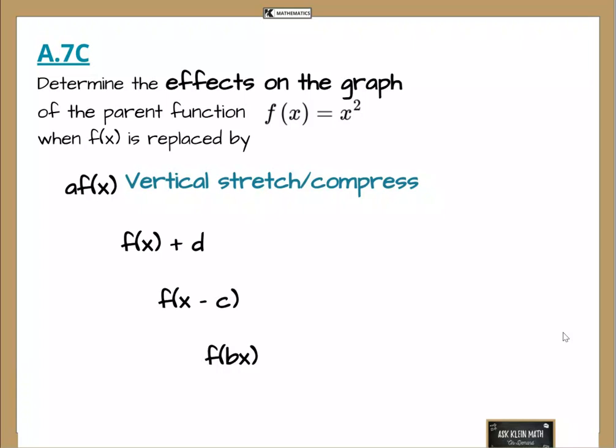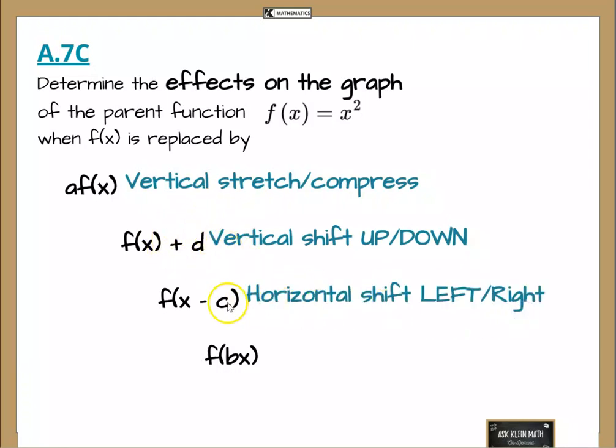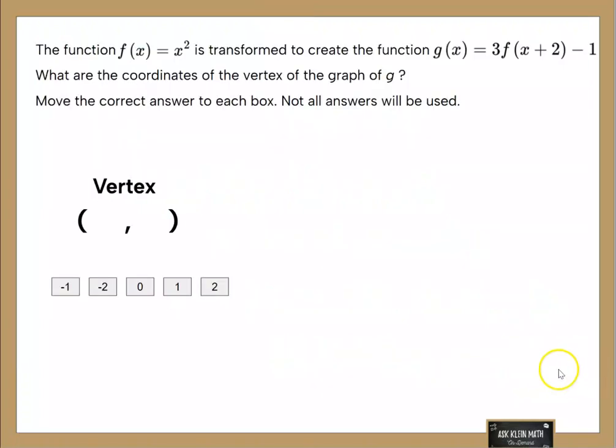When there's a number in front of f of x, it's going to be a vertical stretch or compression depending on what the number is. We'll discuss this a little bit more in our video. F of x plus d is a vertical shift up or down depending on the value of d. X minus c is going to be a horizontal shift left or right. And f of bx is either going to be a horizontal compress or stretch depending on the number. Let's look a little bit more into this.